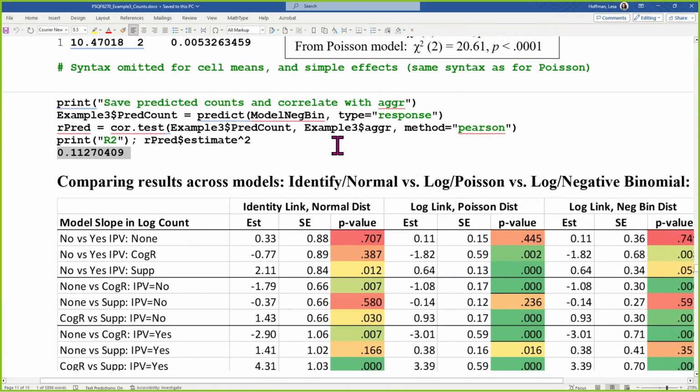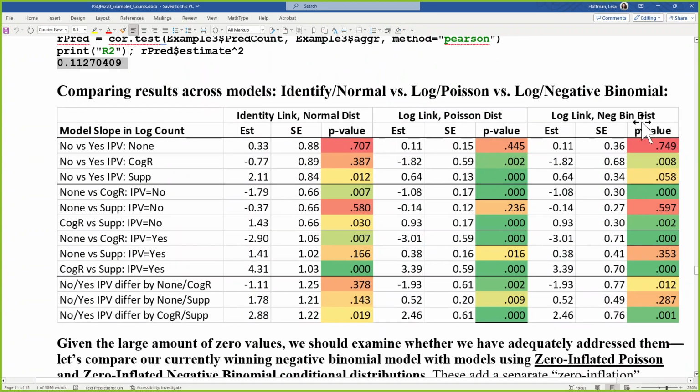All right, so then here's the comparison of all the results. And it's the last column that so far looks the most trustworthy. So far.